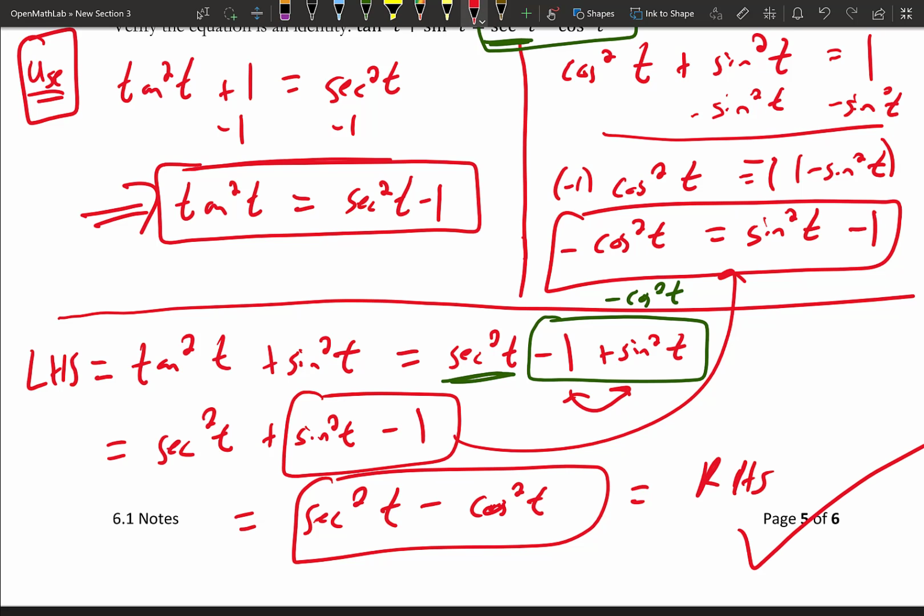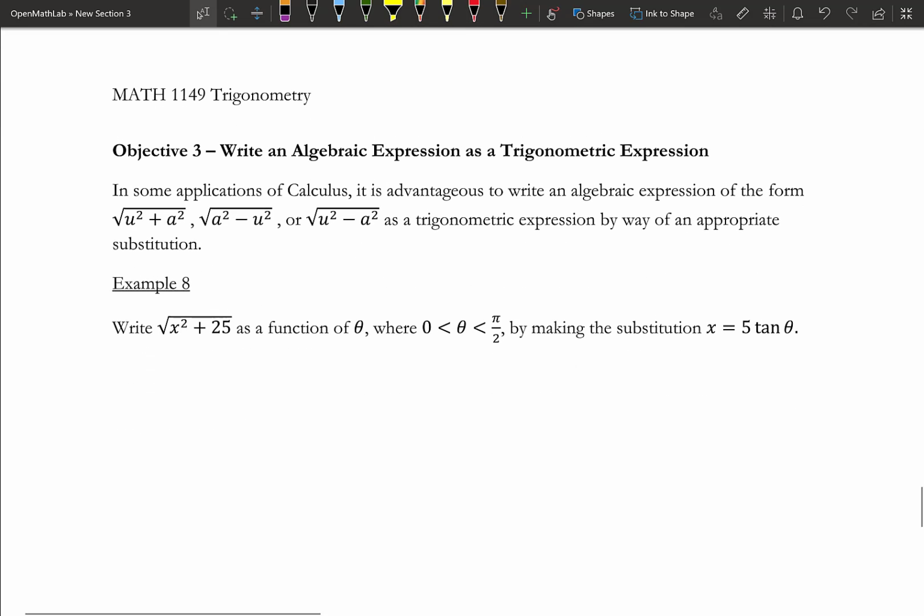So we verified that, right? Alright, so we've got 2 examples left. The next objective we want to look at is writing an algebraic expression as a trigonometric expression.